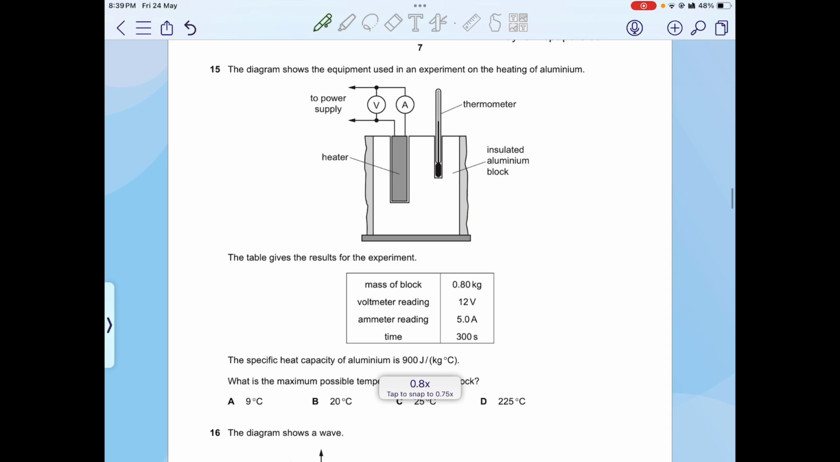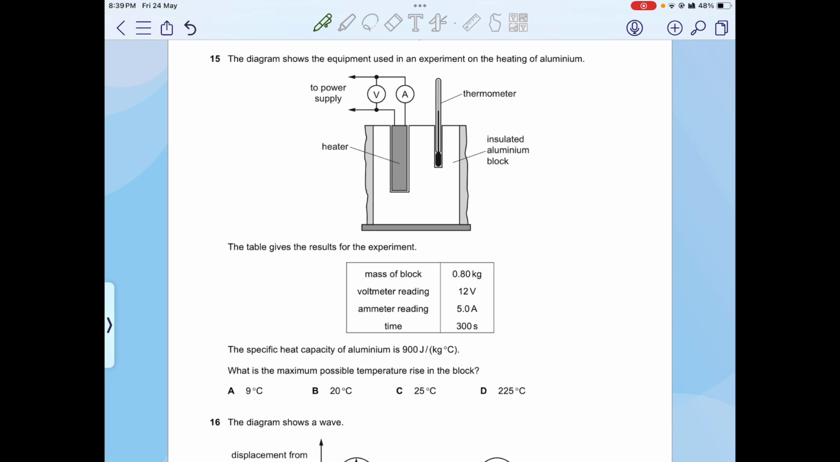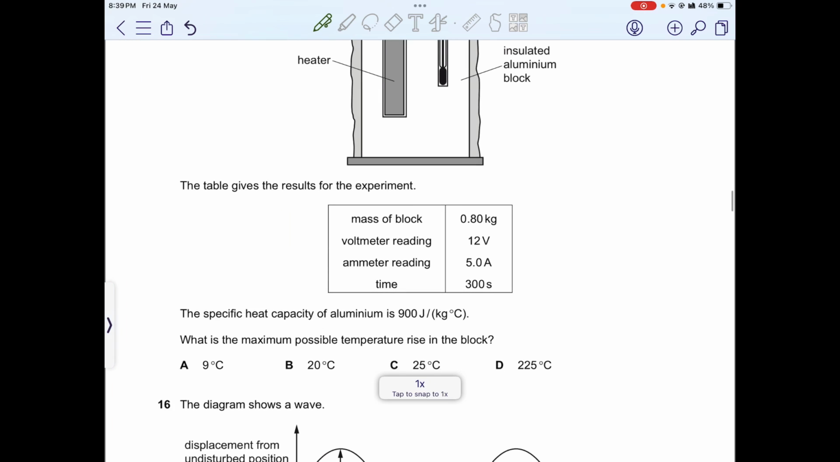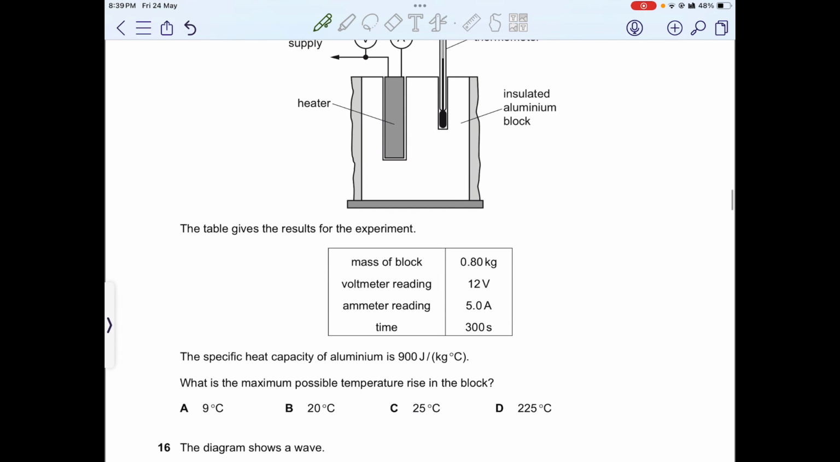The diagram shows the experiment that is used on the heating of aluminium. The table gives the result. The specific heat capacity is this much. What is the maximum possible temperature? Now, first of all, you're going to learn the equation that Q, which is energy, is equal to m, mass, into c, into change in temperature.